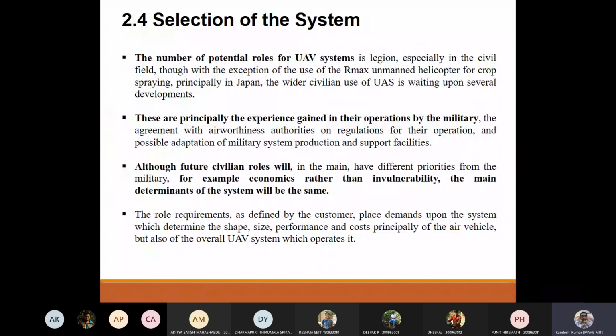So when you start the selection of the system, what do we first see: is it a civil application or a military application? It started with military applications because it was just a need for them, not for civilian purposes, not for hobby. It started with a need at the country or national level, and slowly they realized this system can be utilized for civil applications. One example is RMAX, an unmanned helicopter that started with defense applications, and further they started with crop spraying. Then they thought, oh, this can be utilized for civil applications.